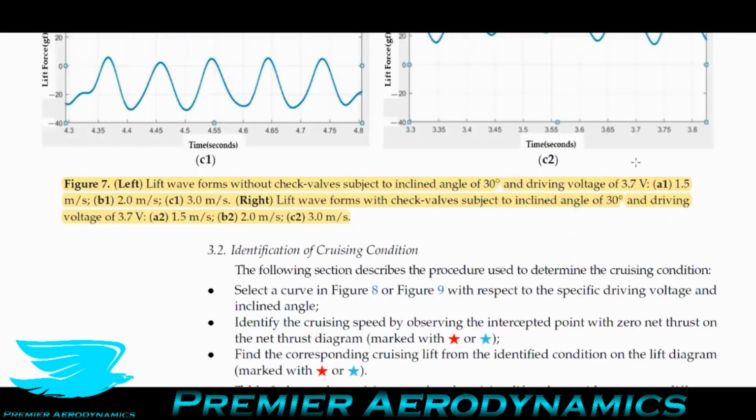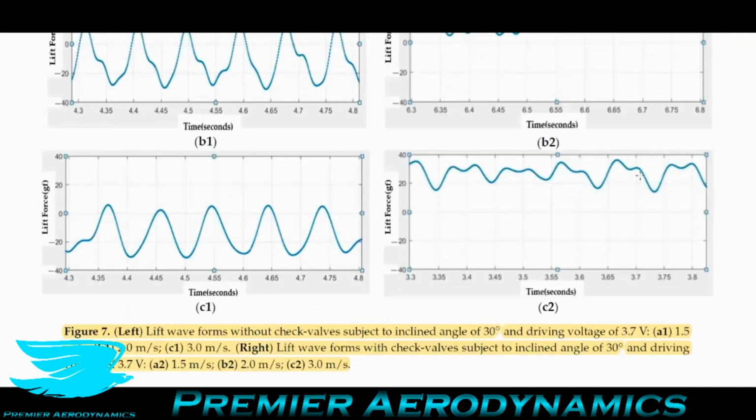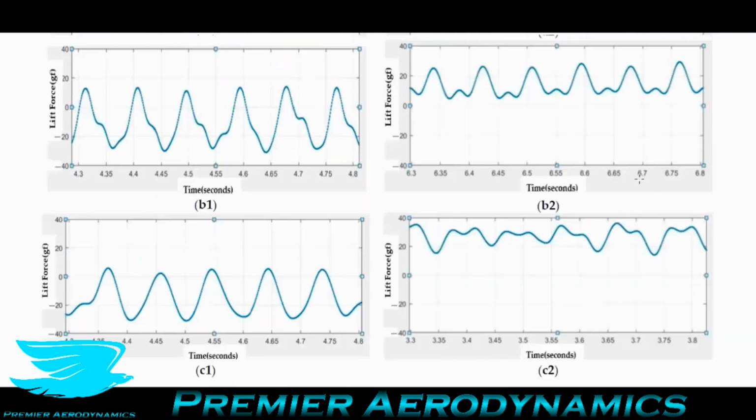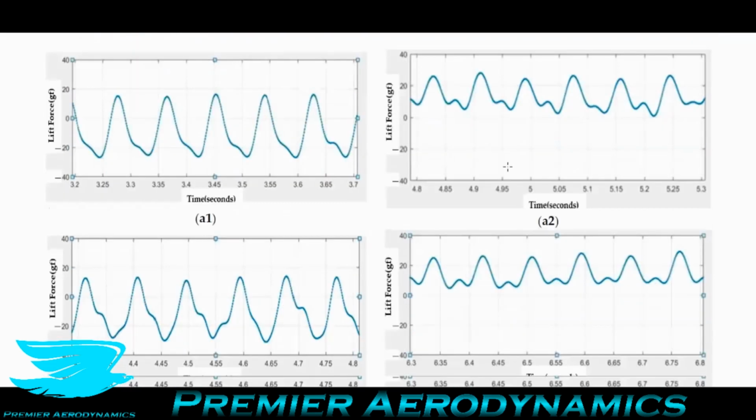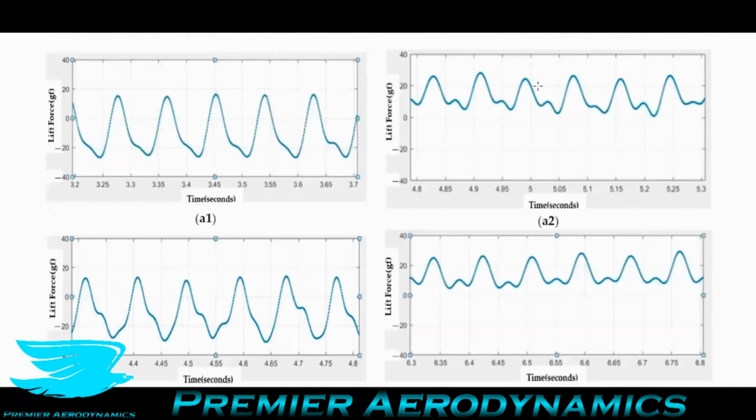And interestingly, now they have graphs showing the lift production of this MAV with and without the check valves at different voltages. The different voltages just change the lift force. On the left side, there are the lift productions without valves. On the right side, it's with valves.